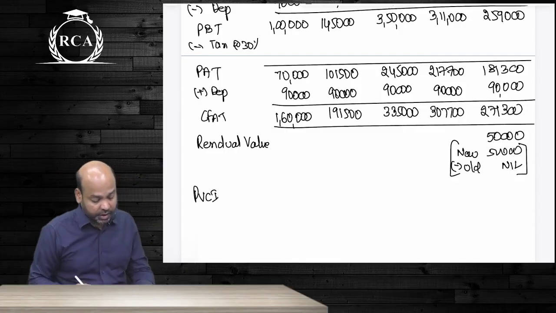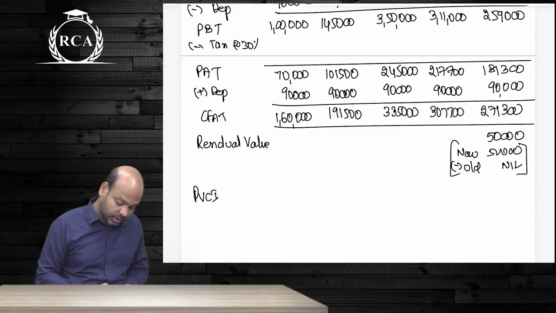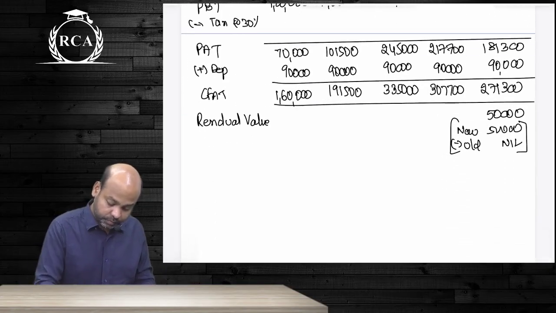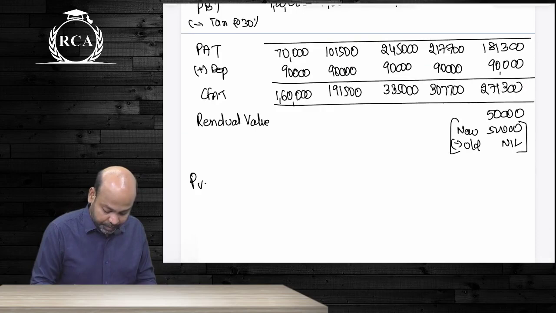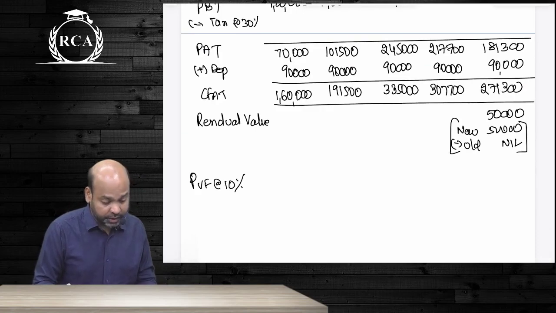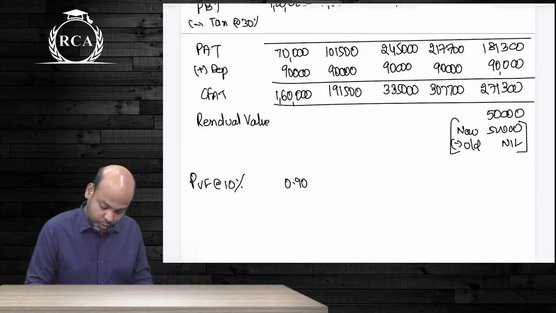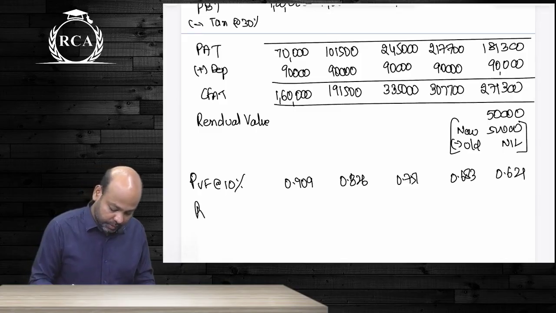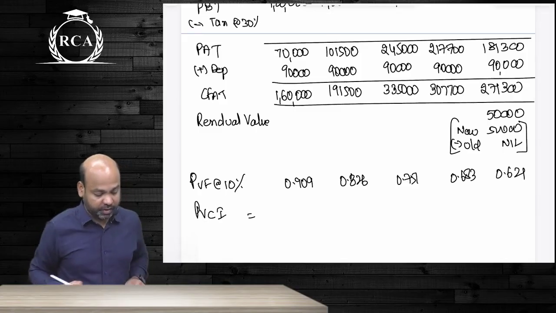Is the discounting rate already given in the question, guys? How much is that? 10%. Present value factors are given, guys, at 10% in the question. I repeat, this already includes residual value as well, beta. 0.909, 0.826, 0.751, 0.683, and 0.621. Simply multiply and tell me the total, guys. PVCI.